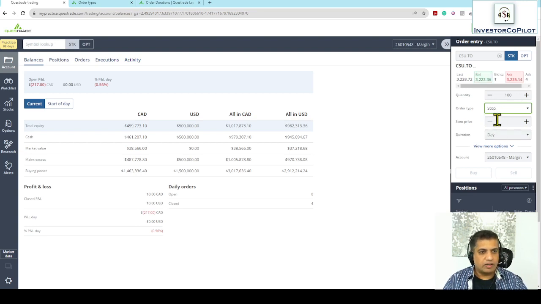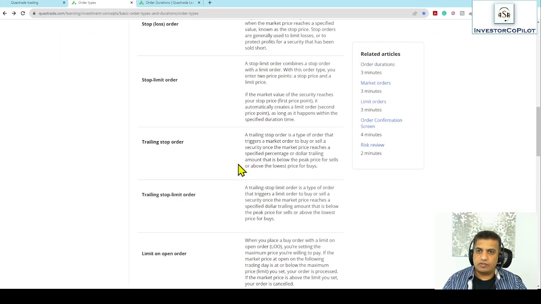Next one is stop order. This is another important order type. When you select a stop order, you will see a stop price and you're prompted to enter this. So let's look at the definition of stop order.